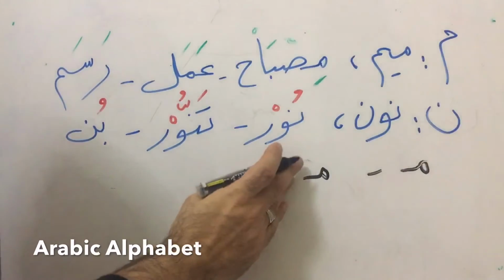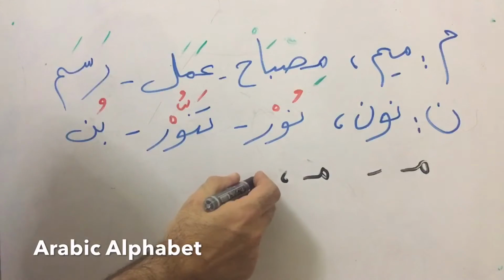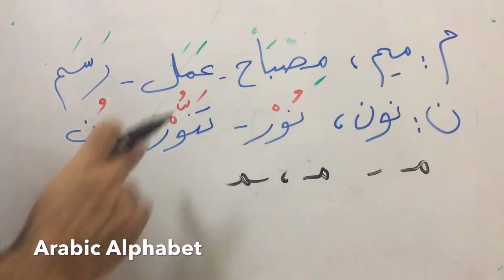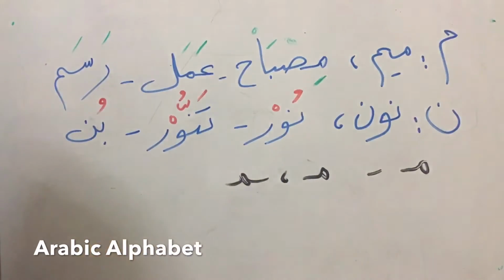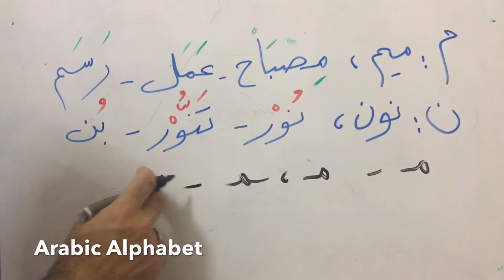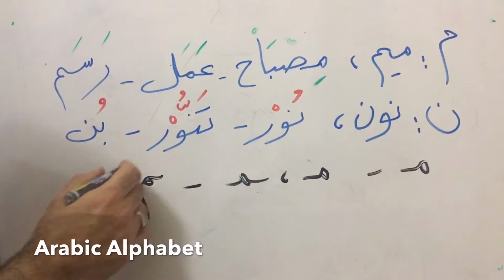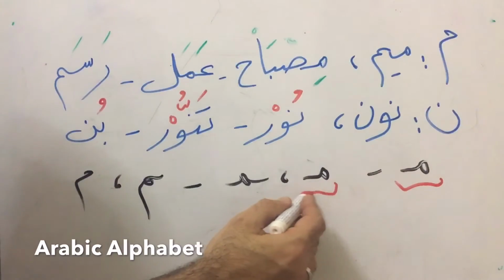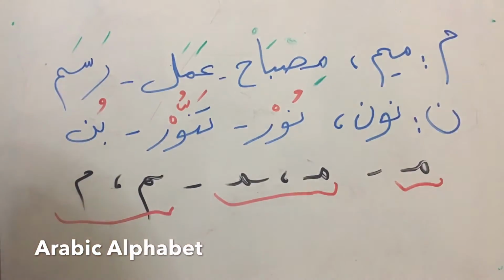It is like this, or it is like this. It has 2 hands, like Amal. It comes at the middle of the word. If it comes at the end, it is either like this, joined with the letter before, or if it is separated, it is like this. So these are the different ways of writing meme: at the beginning of the word, at the middle, at the end.